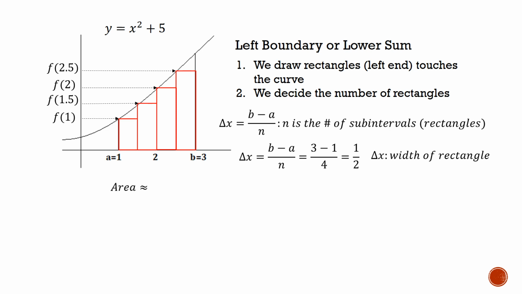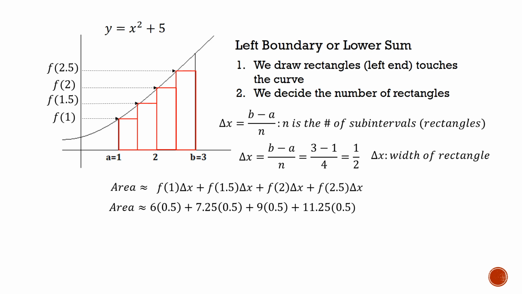To approximate the area, it's quite simple. We're going to find the area of each of these rectangles. So how do we find the area? Well, the height times the width, the height times the width, and so on. And what does f of 1 mean? I simply replace x with 1 in my original function, which is y equals x squared plus 5. So I end up with 6 times 0.5 plus 7.25 times 0.5 plus 9 times 0.5 plus 11.25 times 0.5. And when I simplify all of this, I end up with an area of approximately 16.75.